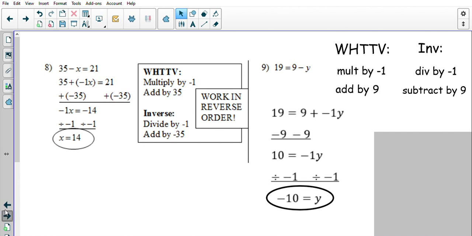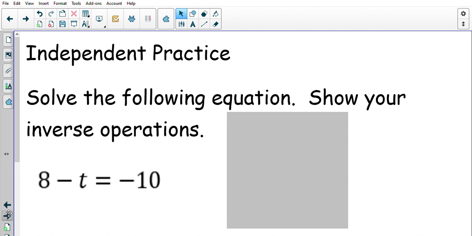All right, let me give you one to try. Try this one: 8 minus t equals negative 10. Pause the video.